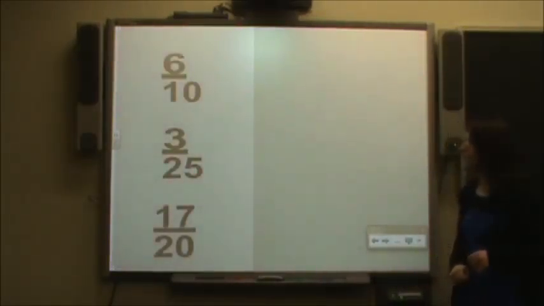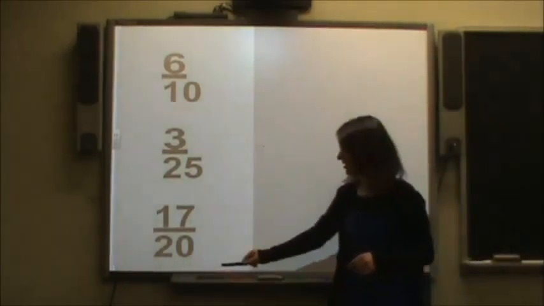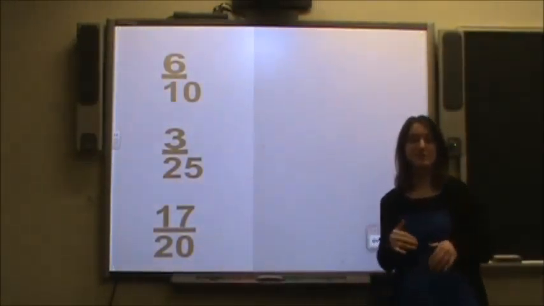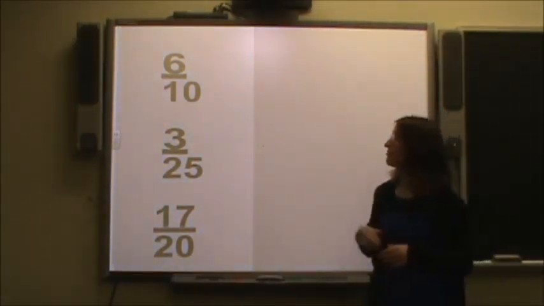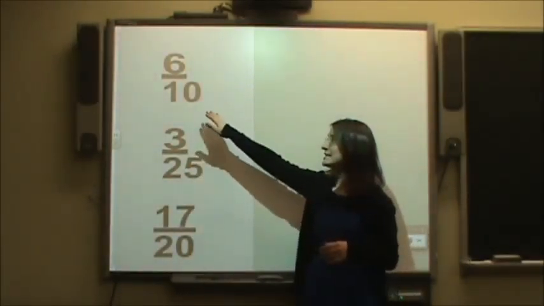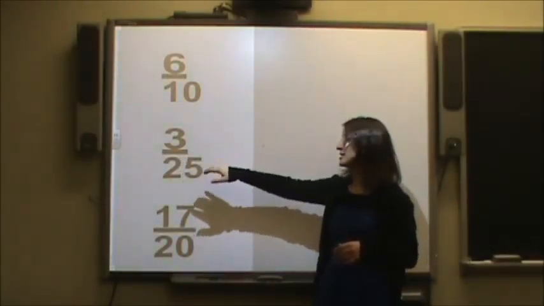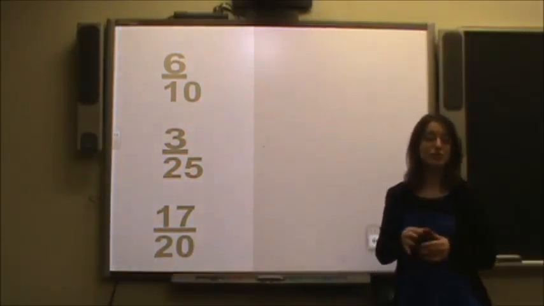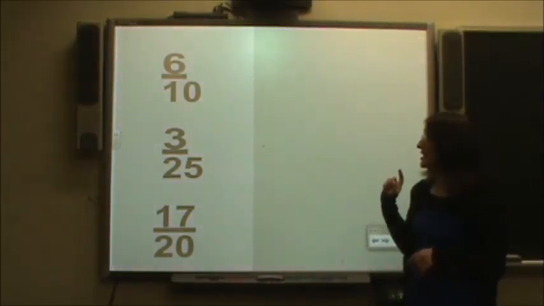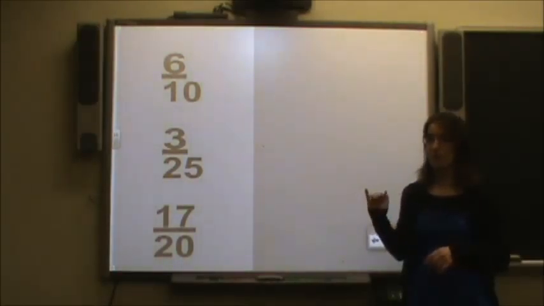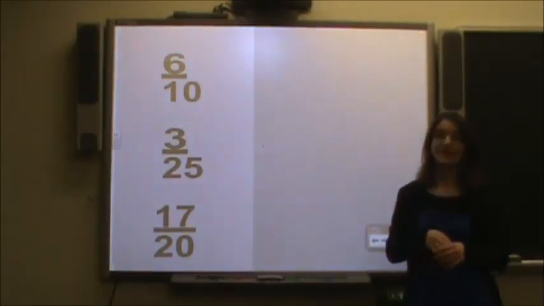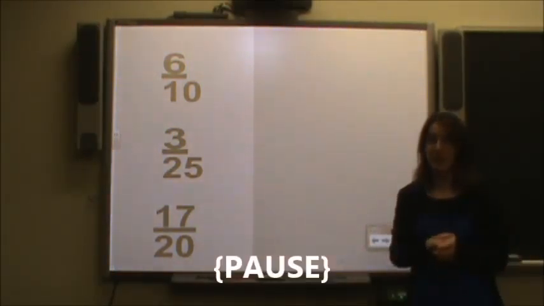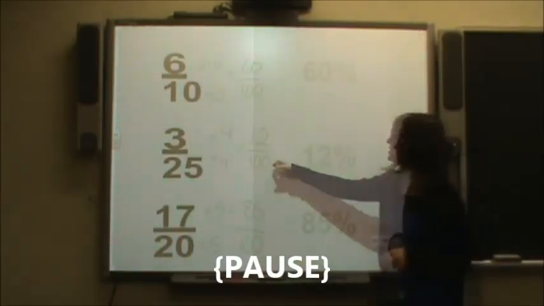All right, so here are 3 more that are going to be pretty easy for you to be able to make them fractions out of 100. So it's easy to get from 10 to 100, it's easy to get from 25 to 100, and it's easy to get from 20 to 100. So you're going to pause your video and find equivalent fractions that are out of 100, and then you'll be able to find your percentage easily. So pause your video and do that now.